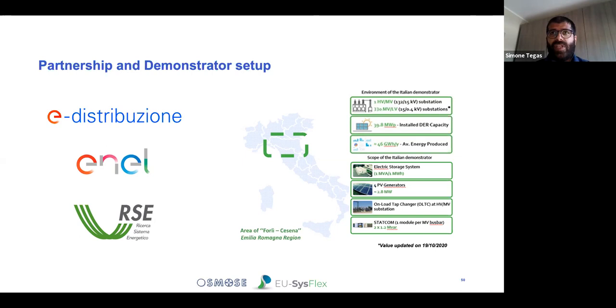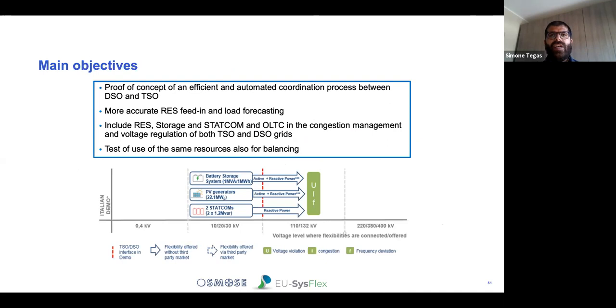Next slide, please. All these resources are used to reach these main objectives you can see in this slide. First of all, we intend to demonstrate that it is possible to include renewable energy sources, storage, STATCOMs, and OLTCs in congestion management and voltage support. But also we can test the use of these or some of these resources for balancing.